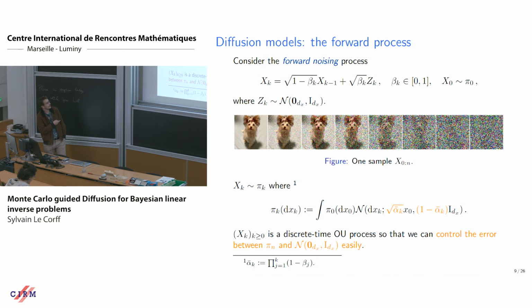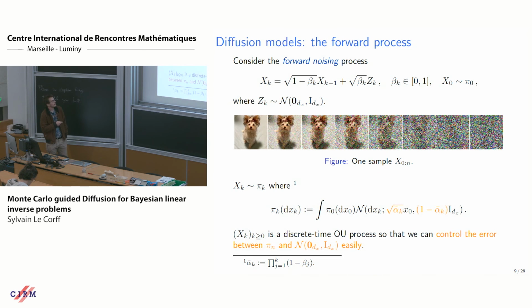So starting from x0, you sample a Markov chain, which is a discrete-time Ornstein-Uhlenbeck process with stationary distribution given by the standard Gaussian. Using this Markov chain, you simply blur the data until you obtain this random noise, which we're going to assume is sampled from a standard Gaussian distribution, because this is the stationary distribution of the Ornstein-Uhlenbeck process.